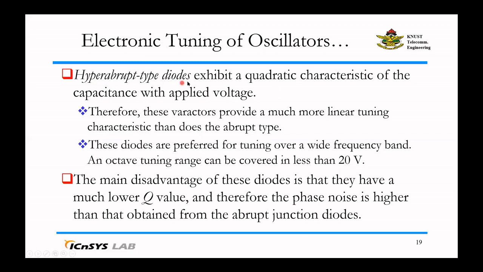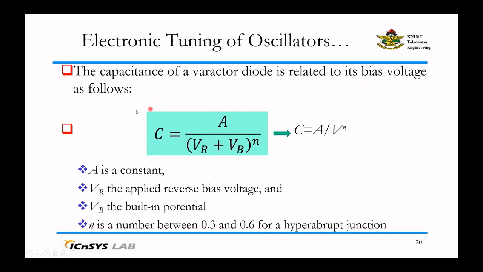But the hyper-abrupt junction diode has a significant disadvantage. They have a low Q, and therefore the phase noise is higher. The phase noise is the figure of merit for oscillators. Good oscillators have low phase noise. Any oscillator that has a high phase noise is not a good oscillator, because the phase noise actually translates into frequency jitters, and therefore you will not get a very clean frequency output from the oscillator. So that is the disadvantage of the hyper-abrupt type diodes.